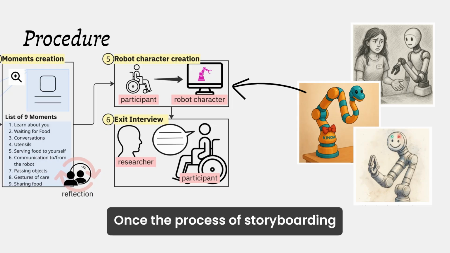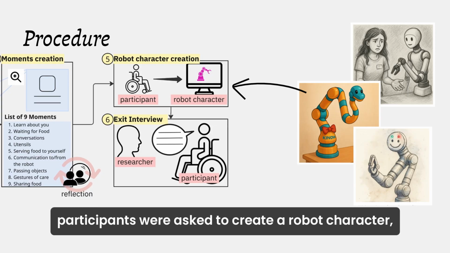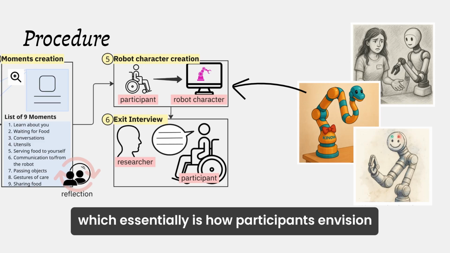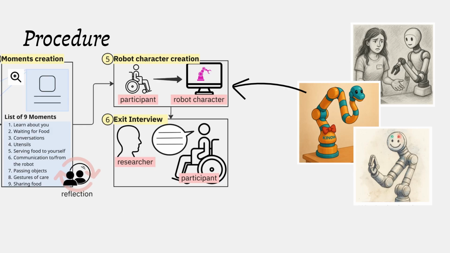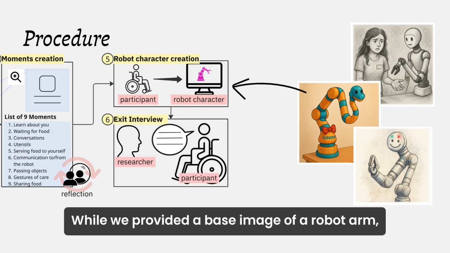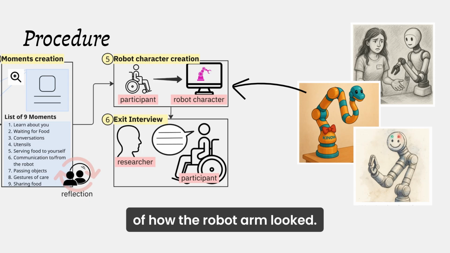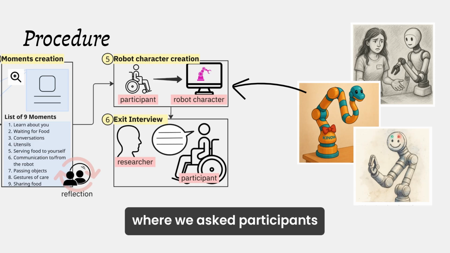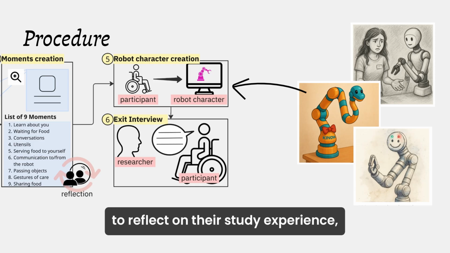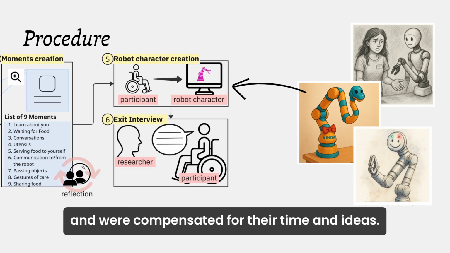Once the process of storyboarding and moments creation were complete, participants were asked to create a robot character, which essentially is how participants envision the robot to look and appear. While we provided a base image of a robot arm, participants still had creative freedom of how the robot arm looked. In the end, we conducted an exit interview where we asked participants to reflect on their study experience, provide additional thoughts, optionally keep a copy of the storyboard, and were compensated for their time and ideas.